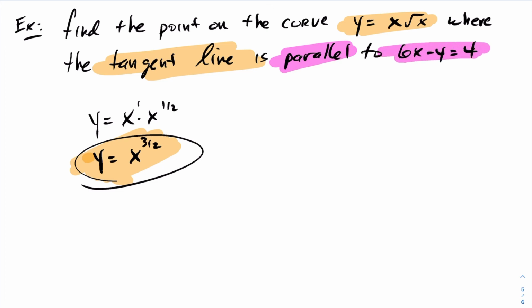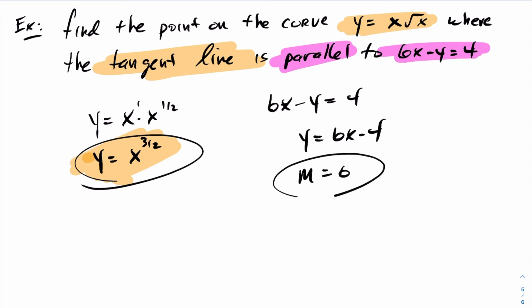Well, tangent equation is a line. This is a linear equation as well. Two lines are parallel to one another if their slopes are the same. So we have to go about and find the slope of this line. Well, you can see here that 6x minus y equals 4. That's in standard form. If I put it in slope-intercept form, we're going to get y equals 6x minus 4. So I can see here the slope of this line is 6.